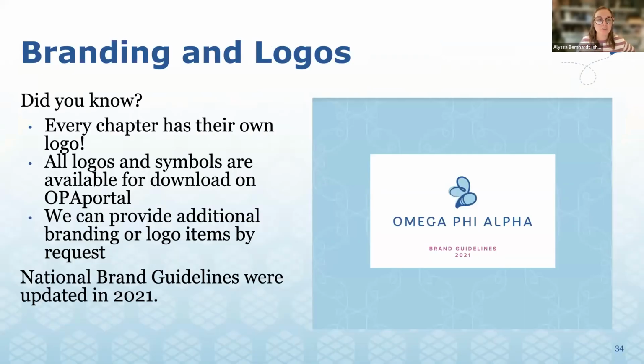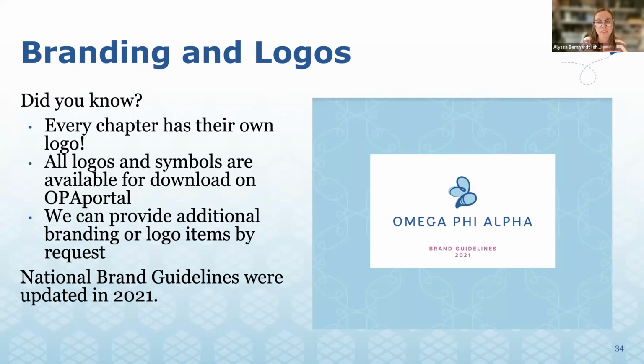Okay, let's talk about communications resources. So branding and logos, this is something that's really important to our organization. And every chapter has their own chapter logo. It's the Omega Phi Alpha and it has your chapter name underneath it. And all those logos are available for download on OPhiA portal.